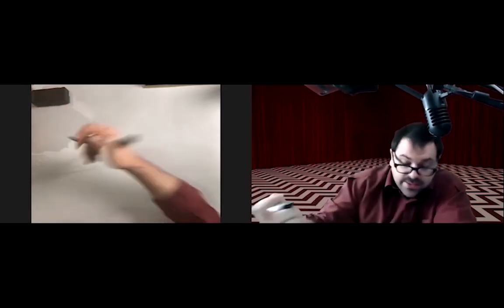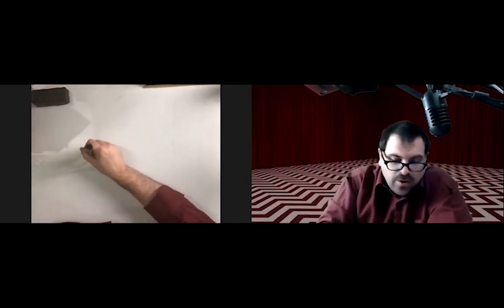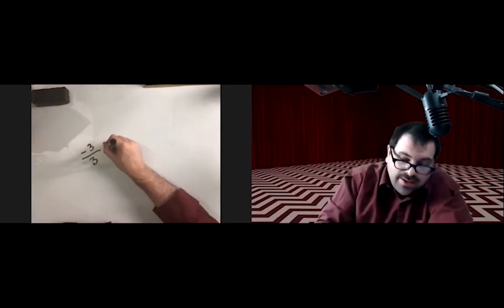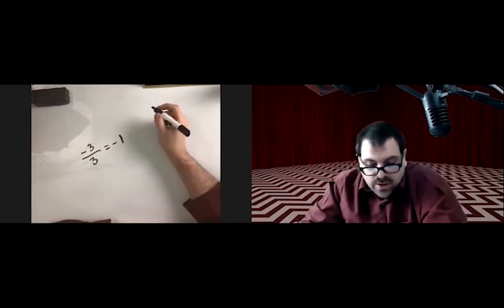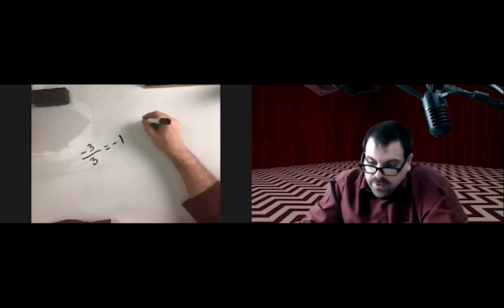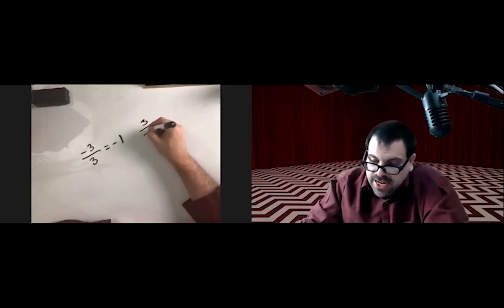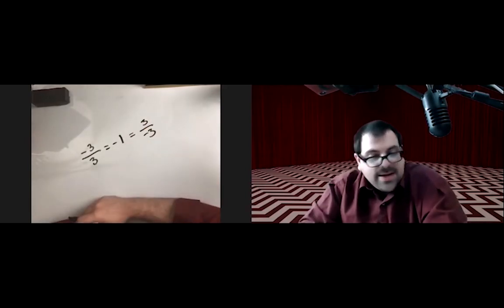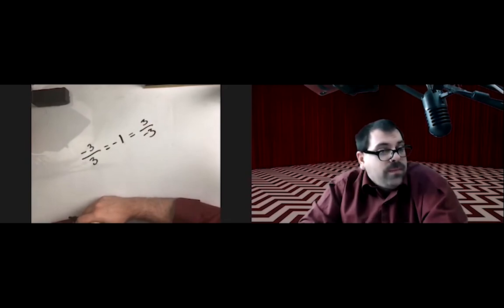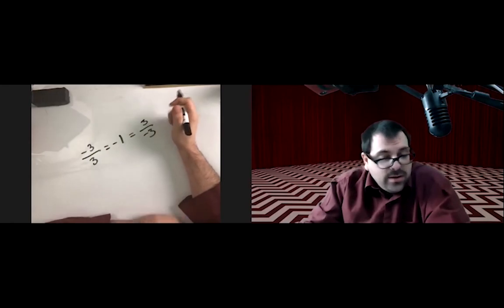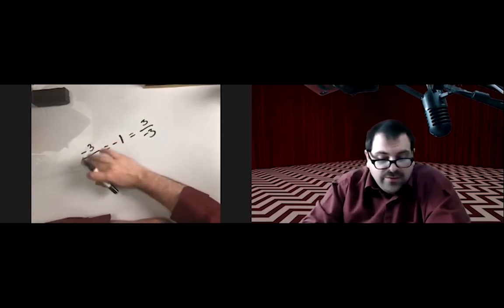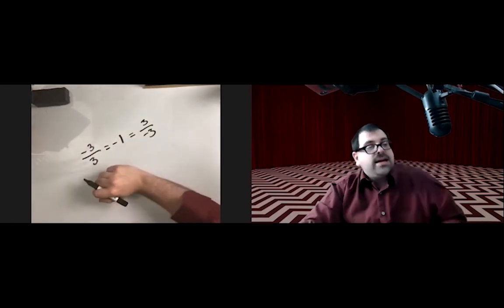This also means anything over its opposite is negative 1. Negative 3 over 3 is negative 1. 3 over negative 3 is negative 1. Why? Well, because anything over itself is still 1, but when we have two different signs, that makes it negative.